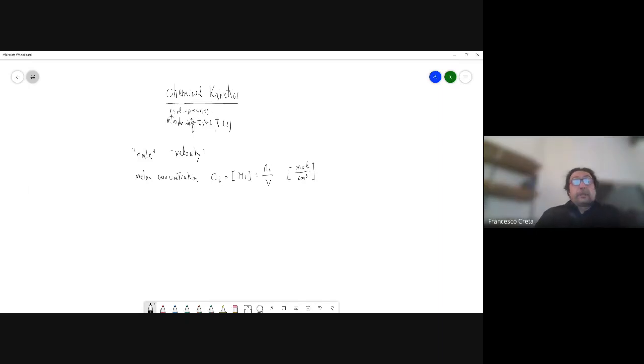So if we consider the molar concentration as the relative abundance of species i in a mixture, it is totally reasonable that we introduce a reaction rate, which we can call, for example, omega, which has units of rate of change of molar concentration. So essentially, moles per centimeter cubed divided by seconds. So it's a rate of change of molar concentration.